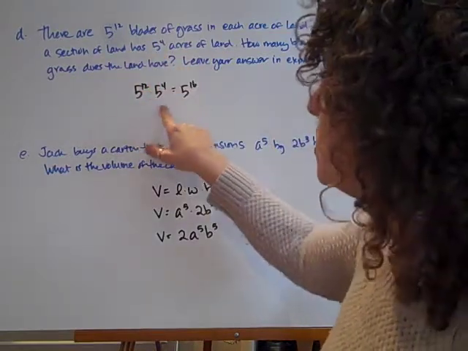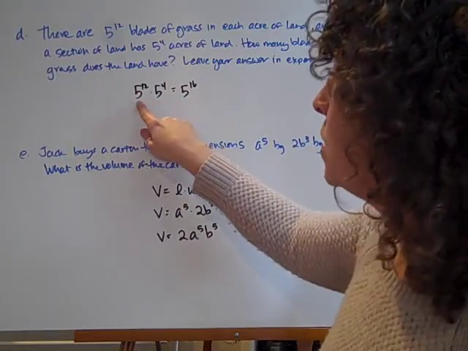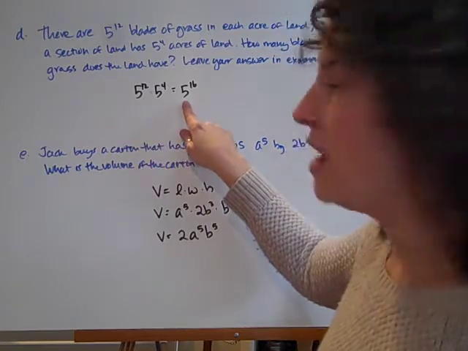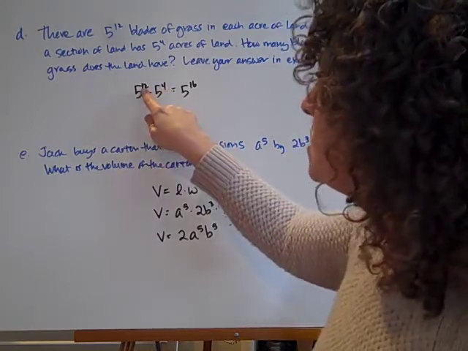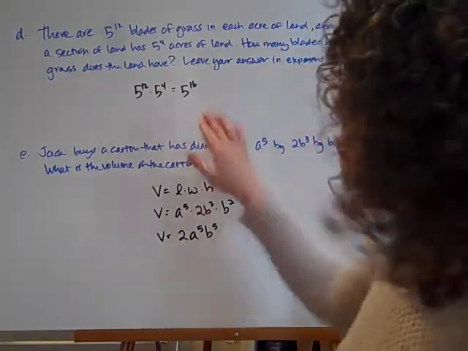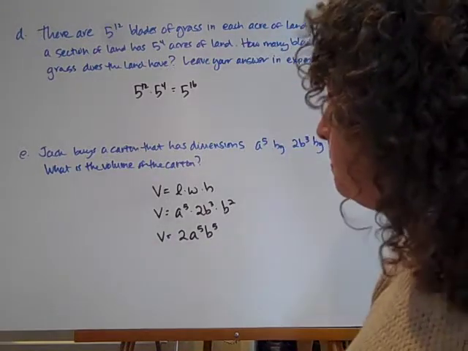So I'm going to multiply these two together, 5 to the 12th times 5 to the 4th, and I know that if I'm finding the product of powers, I'm going to keep the base, I'm going to keep that 5, and I'm going to add the exponents. So I have 12 plus 4 gives me 16. It's said to leave our answer as an exponent, so we have 5 to the 16th blades of grass. I should have a label on that.